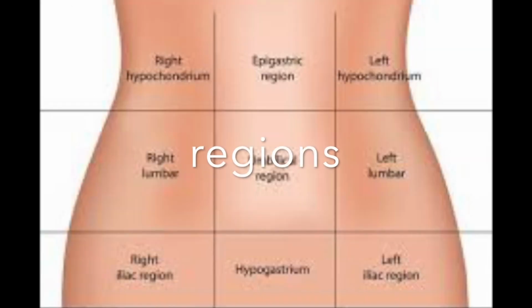Now let's talk about regions. On the top right region, we have the right hypochondriac region, and then we have the epigastric region on the top middle. Then we have the left hypochondriac region on the top left. Then when we move into the middle row, on the right side we have the right lumbar region, in the middle we have the umbilical region, and then to the left we have the left lumbar region. On the final row, on the right side we have the right iliac region. On the bottom middle we have the hypogastric region. And finally, on the bottom left corner we have the left iliac region.